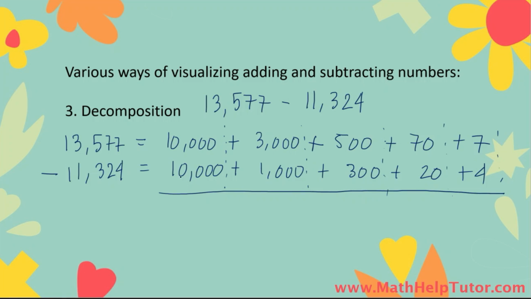So 10,000 minus 10,000 is 0. 3,000 minus 1,000 is 2,000. 500 minus 300 is 200. 70 minus 20 is 50. And 7 minus 4 is 3.